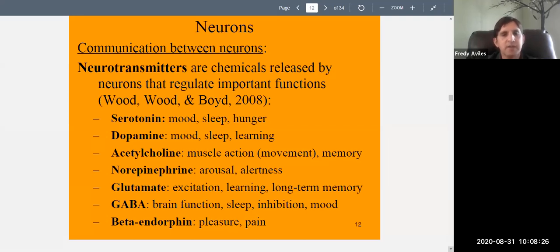Acetylcholine is also related to memory, okay? Without acetylcholine, it's harder to form memories. Norepinephrine is involved with arousal and alertness. There's an easy way to remember norepinephrine. Norepinephrine is the same thing as adrenaline, or epinephrine. Epinephrine is the same thing as adrenaline. Norepinephrine is the same thing as what we call noradrenaline, okay? When it's used in the brain, it's called norepinephrine, or noradrenaline. When it's in the body as a hormone, then it's called epinephrine or adrenaline.